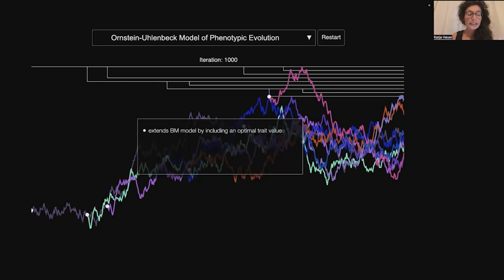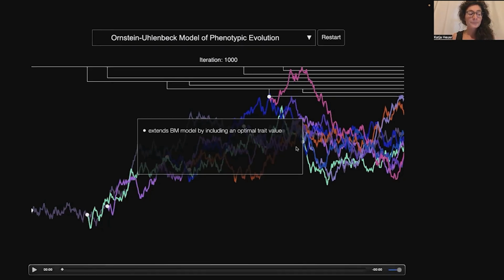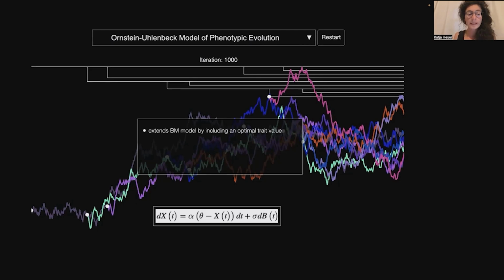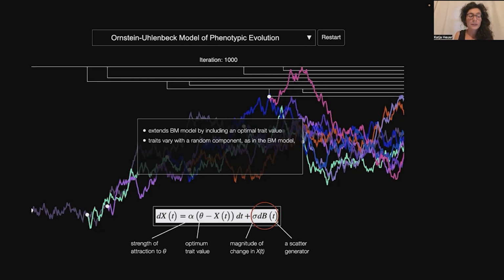And the Ornstein-Uhlenbeck model extends the Brownian motion model by including the idea of an optimal trait value. And so if you'd like to run some simulations mathematically, this model can be represented by this equation where theta is the optimum trait value. So depending on the particular context, it's either positive or negative to attract the phenotype. And alpha is the strength of the attraction to the optimum. And a higher alpha indicates a stronger pull towards the optimum. And then traits will vary randomly with the random component as in the Brownian motion model, but will also be attracted to the optimum value, which has been used to model stabilizing selection processes.